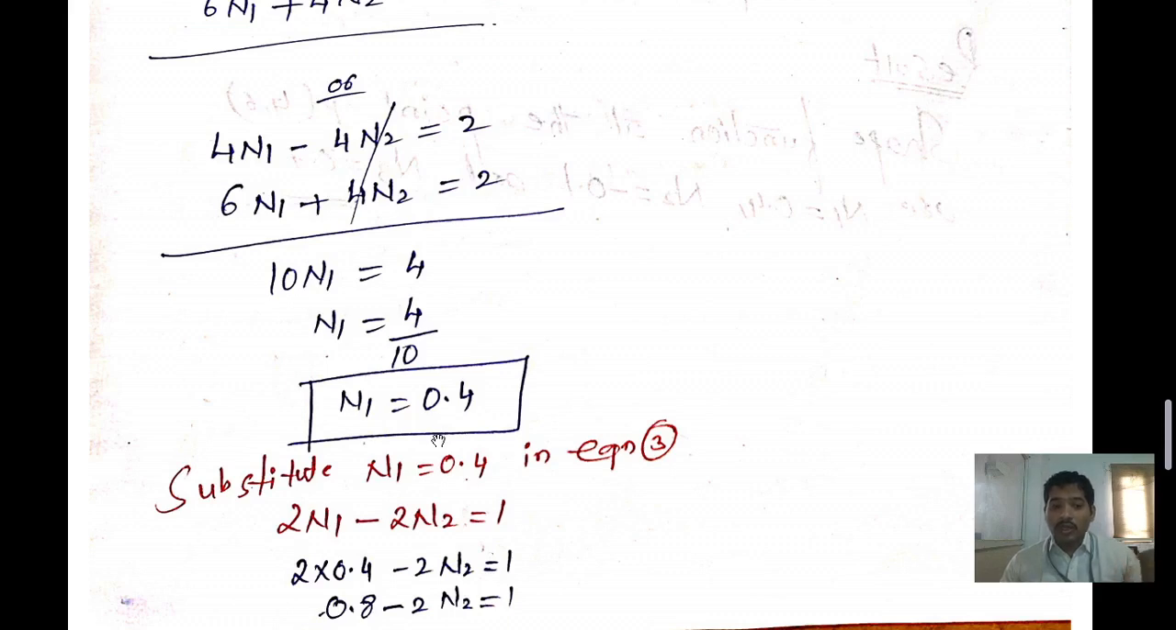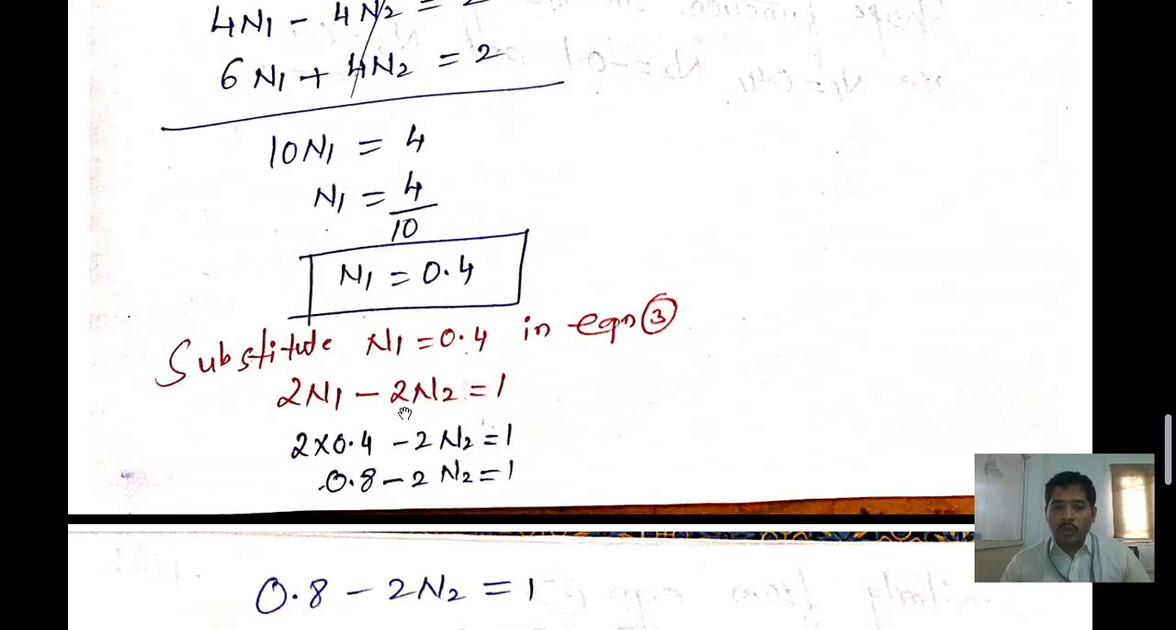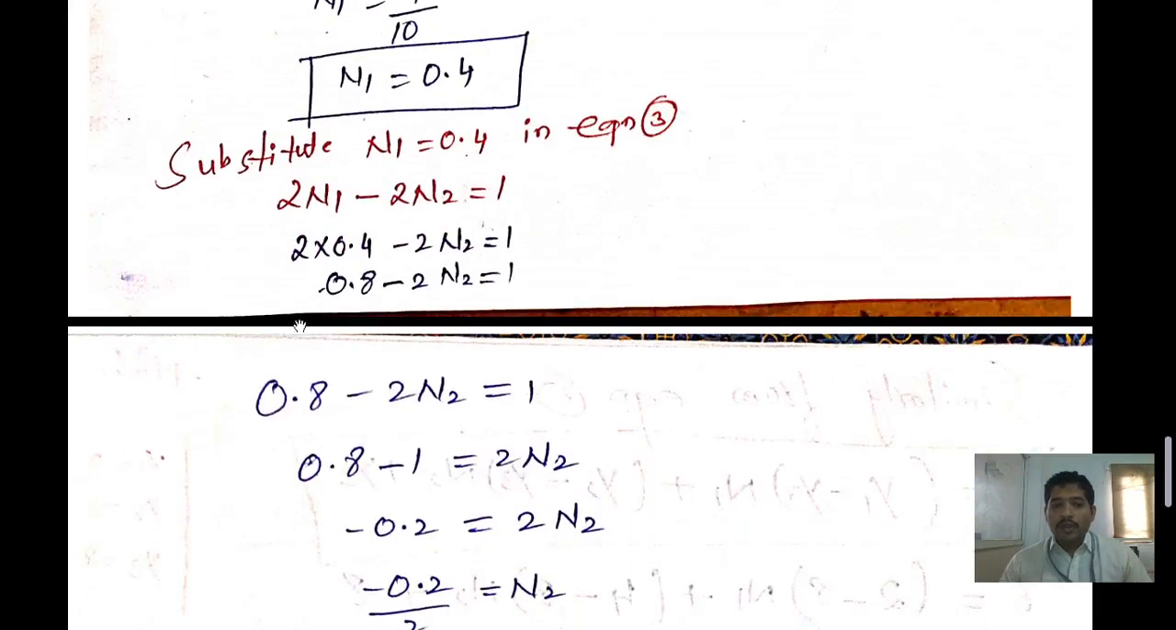So after getting the value of the shape function n1, we need to substitute in equation number 3. So equation number 3 is how much? 2n1 minus 2n2 equal to 1. So 2 into n1 value is how much? Shape function value 0.4, minus 2n2 equal to 1. So what is our intention? Our intention is we want to find out the shape function of n2. Is it right? So 0.8 as it is minus 2 n2 equal to 1.